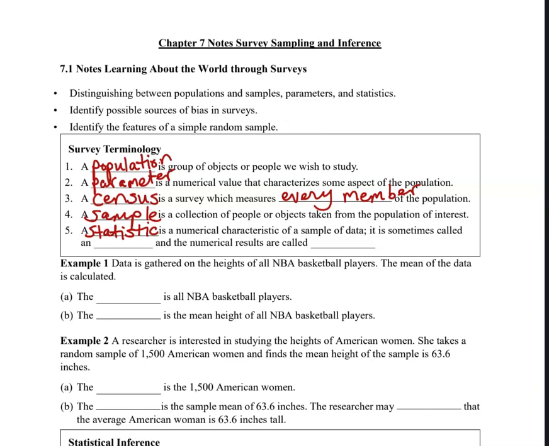It could be the mean of the sample. It could be a proportion from the sample. It could be a variance of the sample. It's sometimes called an estimator. That's another term we may use sometimes. And the numerical results are called estimates, because we're estimating something about the population from that sample.